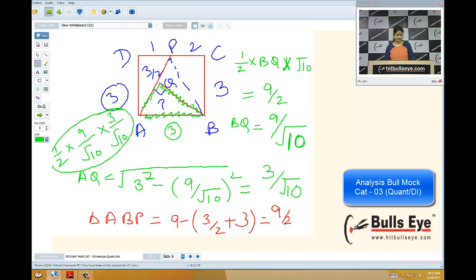Geometry questions are very difficult to explain actually. It's a small page to explain. Now come to the next question.